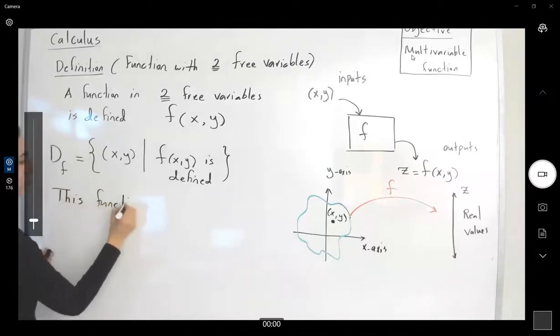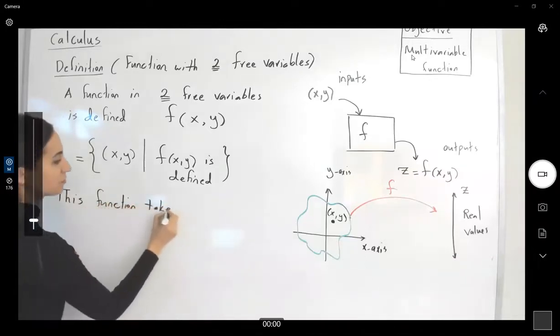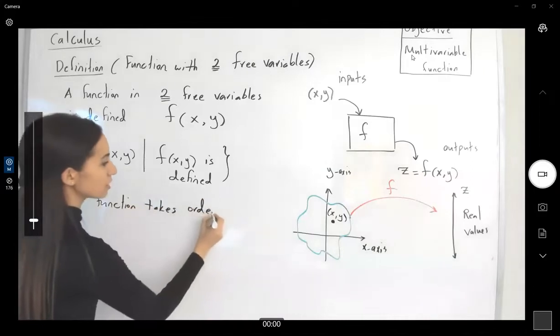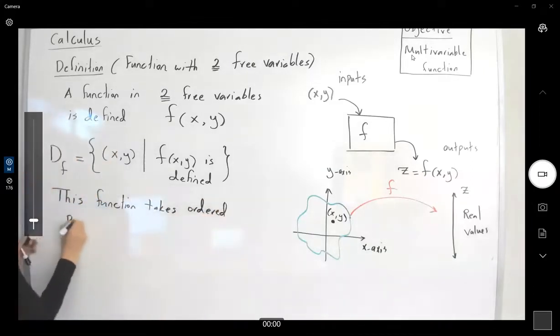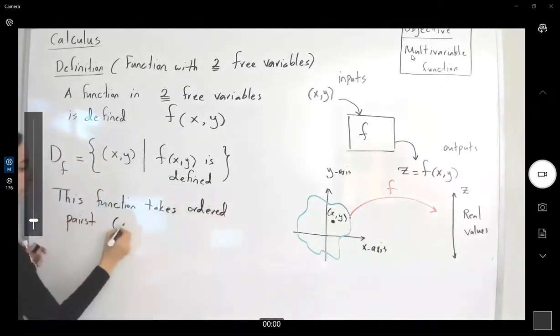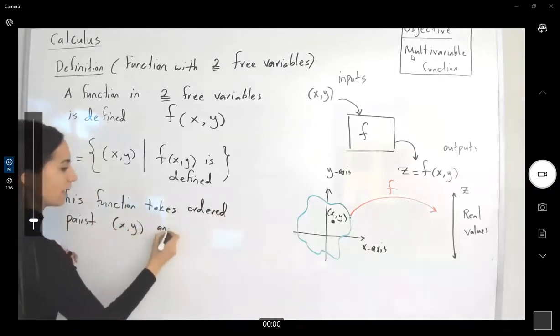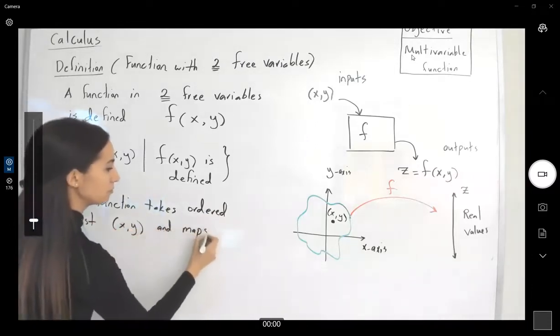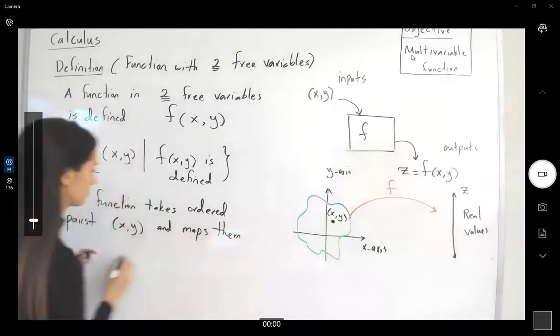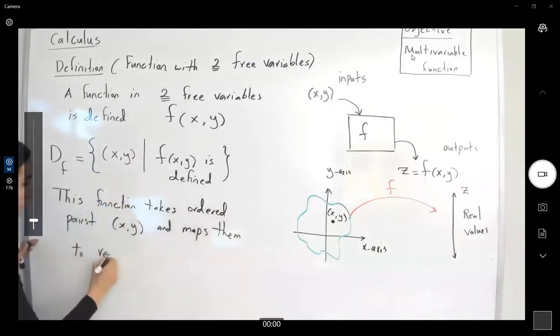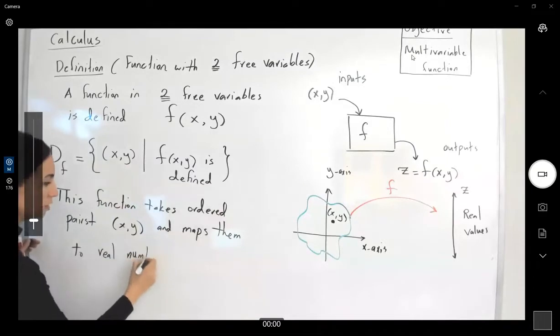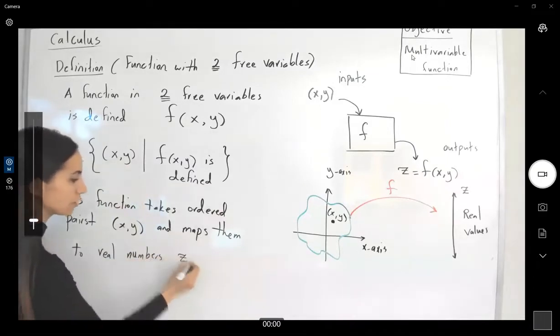This function takes ordered pairs like x and y and maps them to real numbers like z.